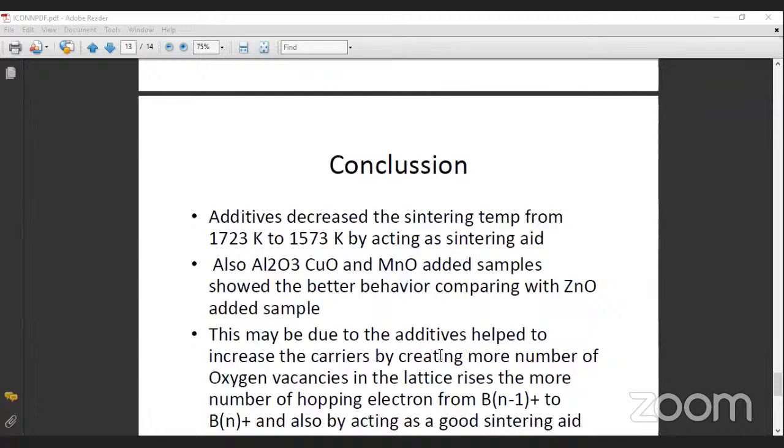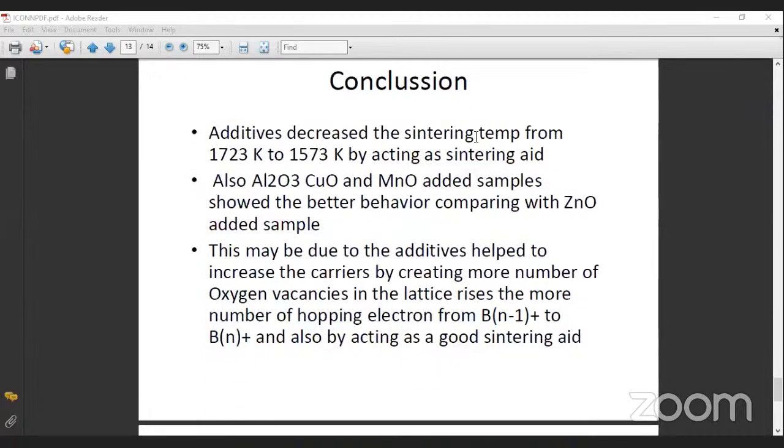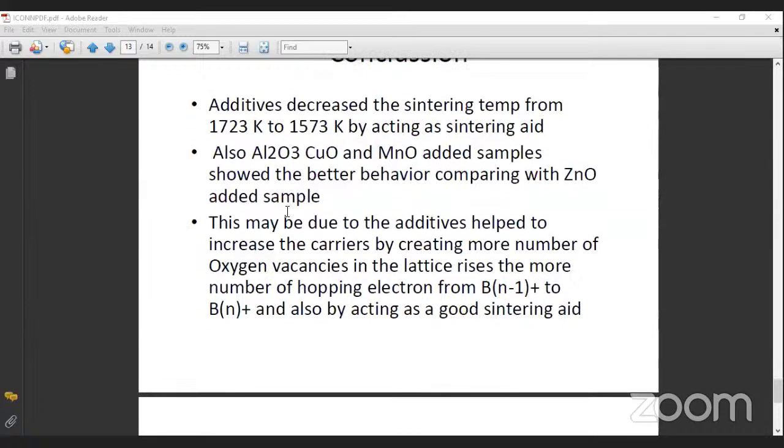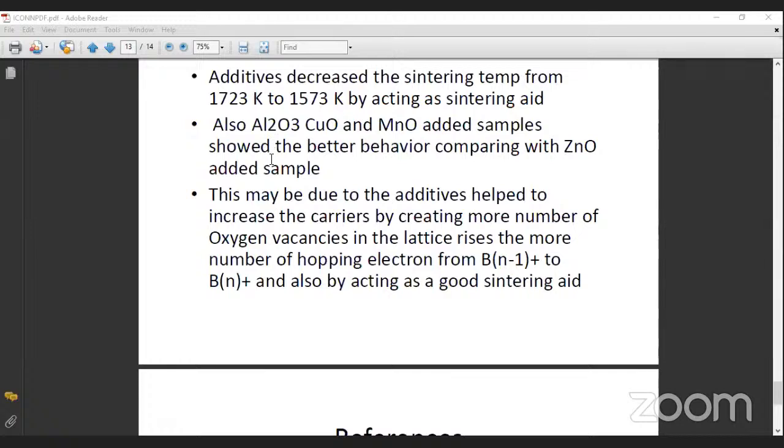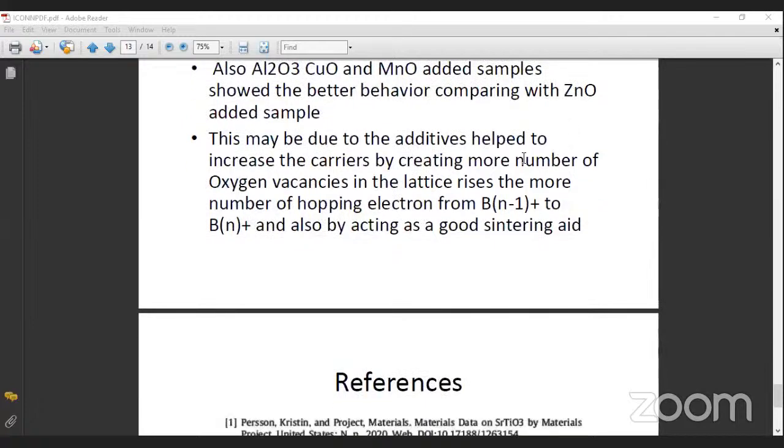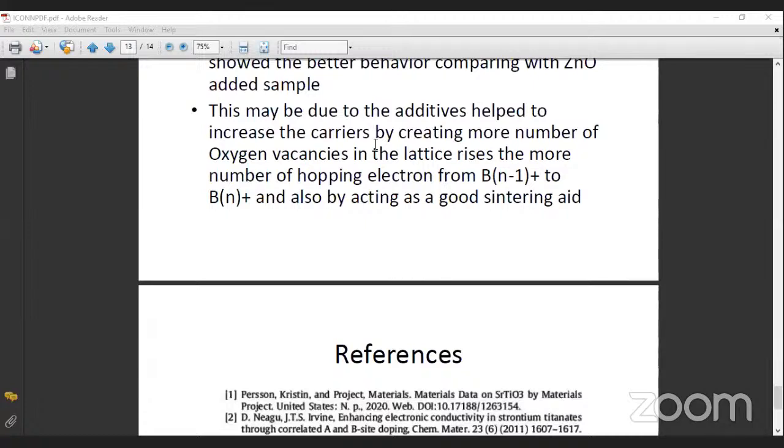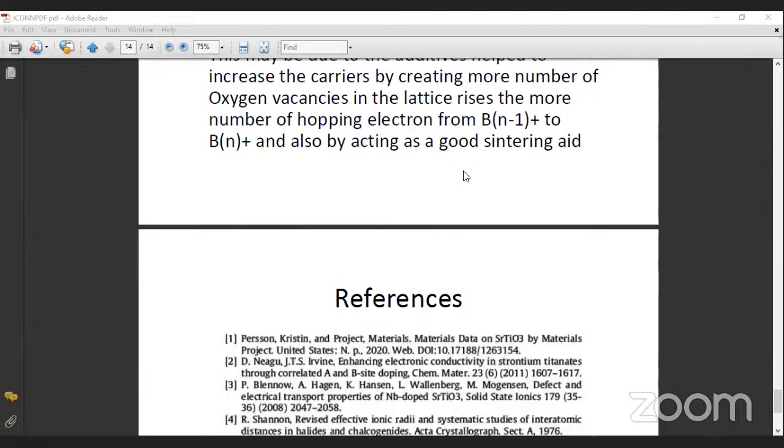Okay, here is the conclusion. The additive decreased the sintering temperature from 1723 Kelvin to 1573 Kelvin by acting as a sintering aid. And also the Al2O3, copper oxide and MnO added samples showed better behavior compared with ZnO. The additive helped to increase the carrier concentration by creating more oxygen vacancies in the lattice.